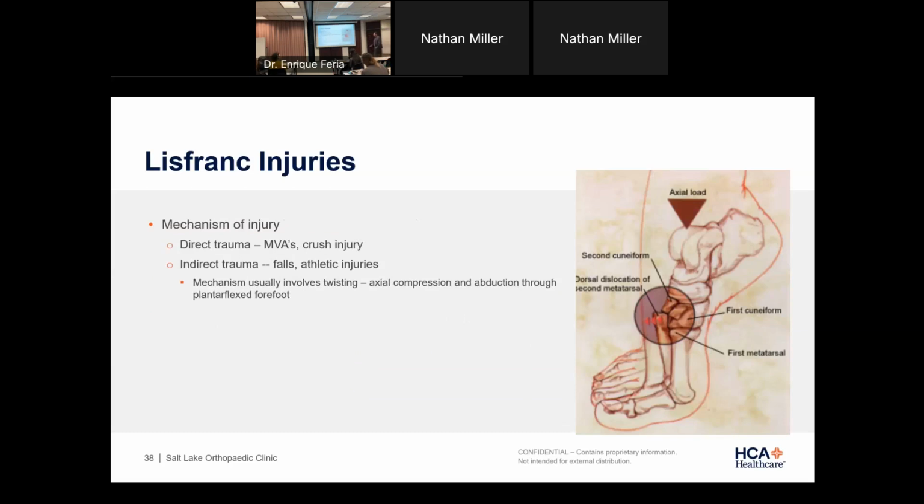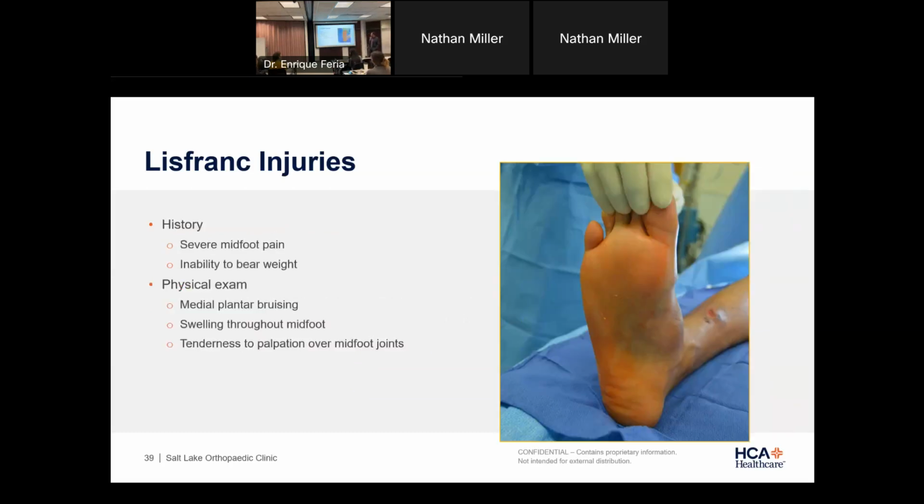They can be caused either by direct trauma, like motor vehicle accidents, crush injuries, or indirect trauma, falls, sport injuries. And again, patients typically present with severe midfoot pain. They can't put weight on that side. On exam, if you see bruising on the sole of your foot, that's very concerning for a Lisfranc injury. So I typically have a very low threshold to get CT scans or MRIs. If there's bruising on the sole of your foot, and the X-rays aren't conclusive, then you get advanced imaging.